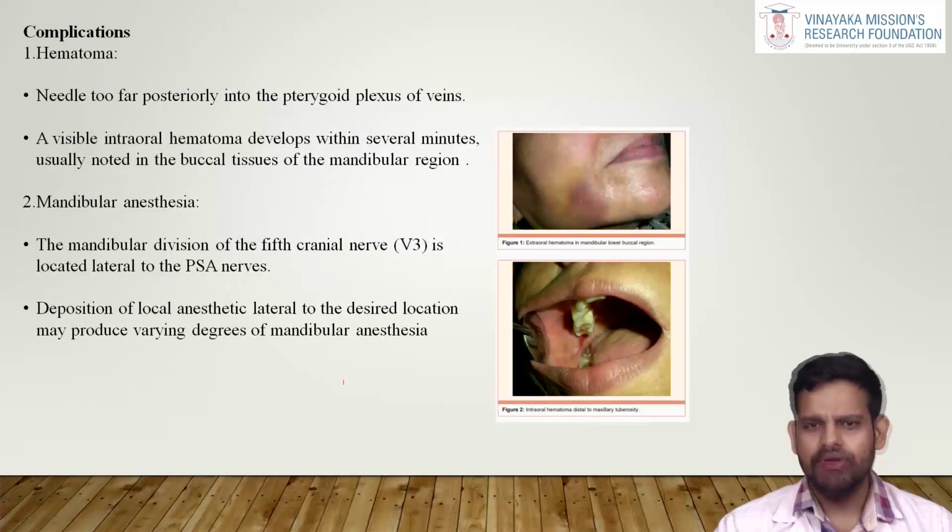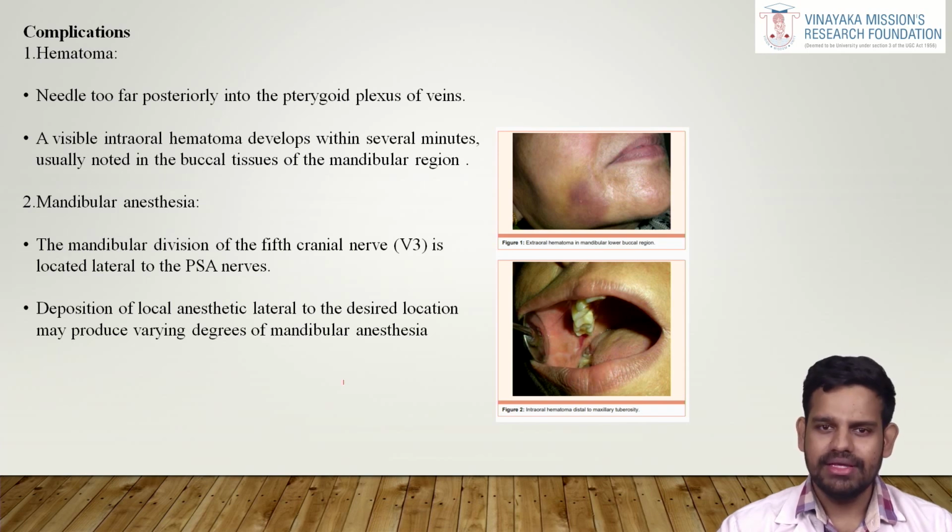The complications of the posterior superior alveolar nerve block involve hematoma. If we insert the needle too far posteriorly into the pterygoid plexus of veins, which is rich in blood supply, it will get injured and the blood seeps out of the veins, leading to hematoma formation. A visible intraoral hematoma develops within several minutes, usually noted in the buccal tissue of the mandibular region. So when there is a hematoma, it signifies that we have gone much deeper into the tissues.